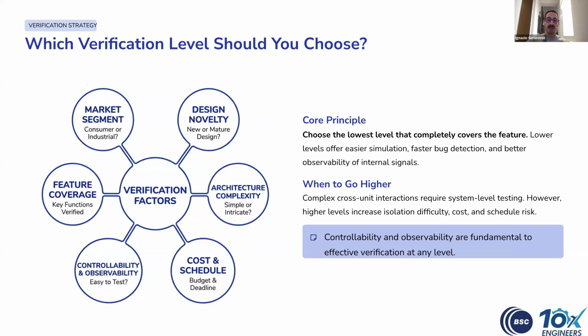When should we go to higher levels? When there are complex cross-unit interactions that require system-level testing. At higher levels, the isolation of the bug becomes harder, the cost also increases, and it could be a risk to the schedule. So controllability and observability are fundamental to effective verification at any of the levels, and we should optimize our test benches or our strategies for both controllability and observability.